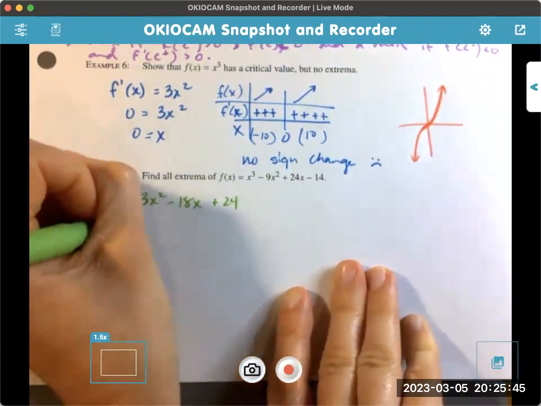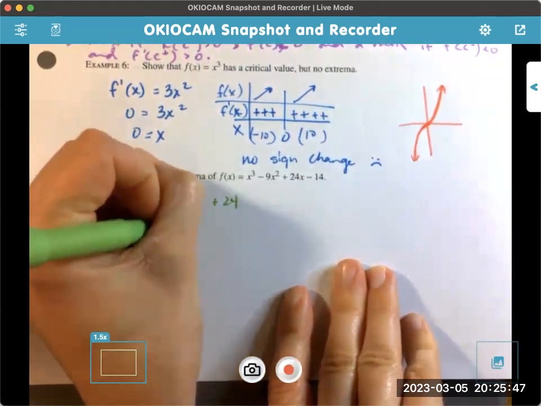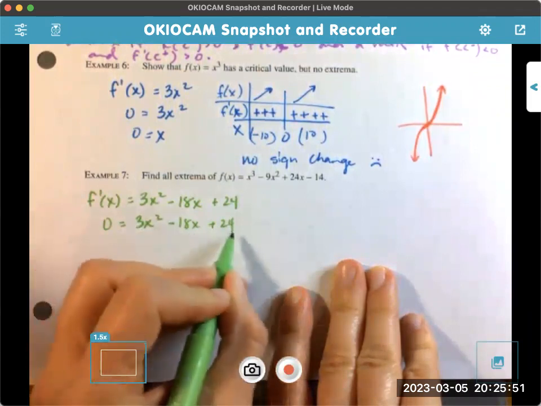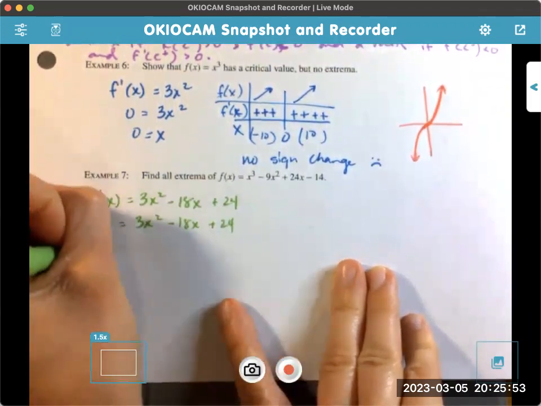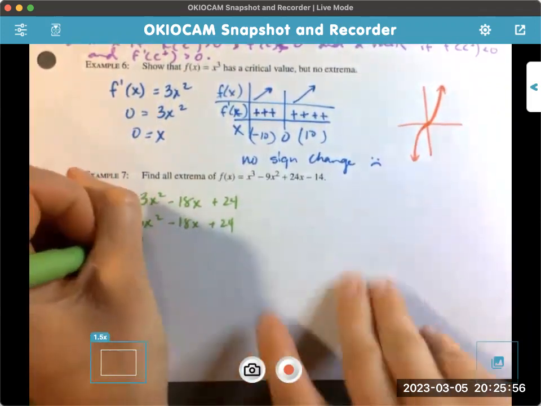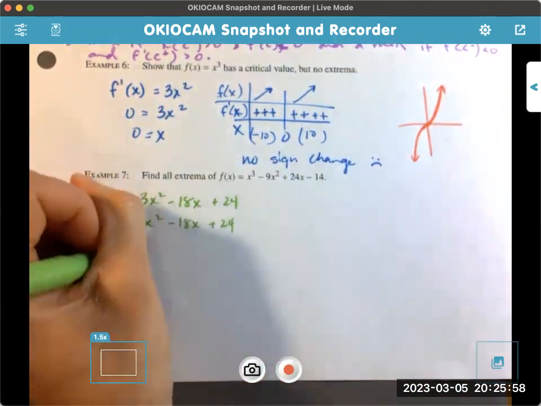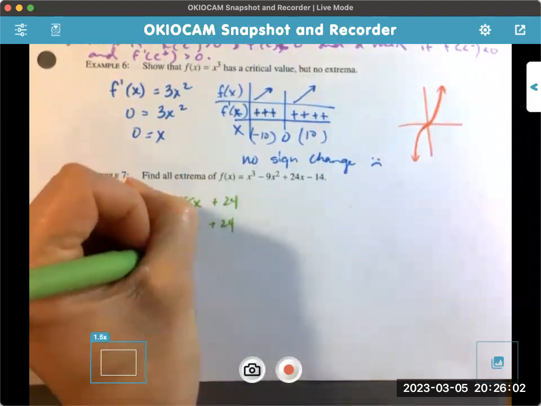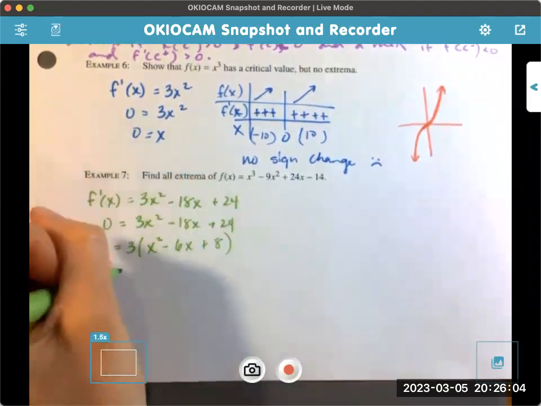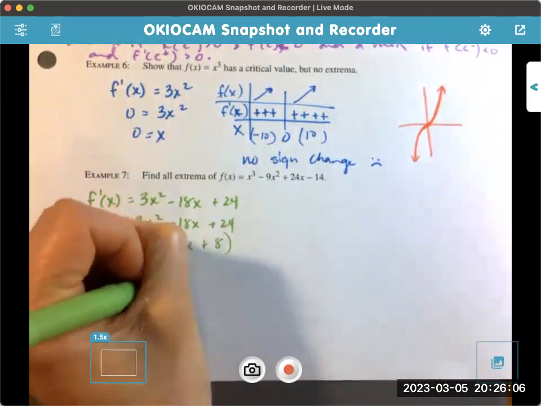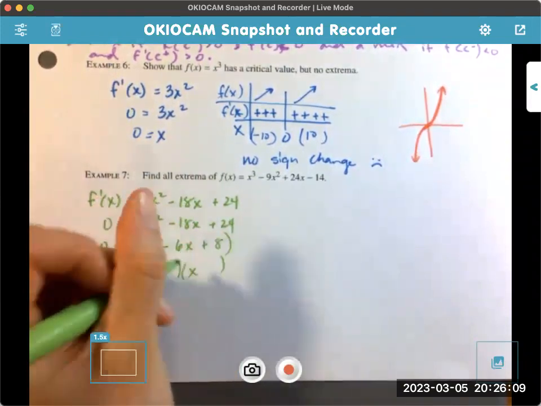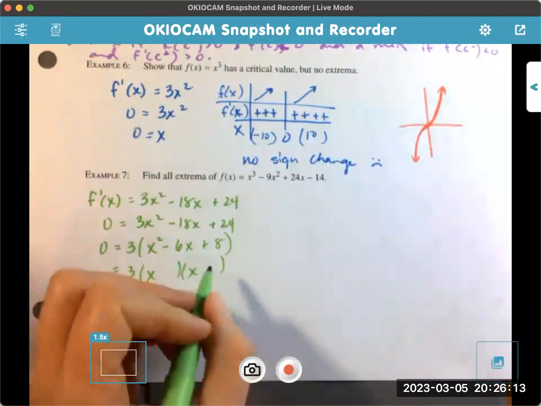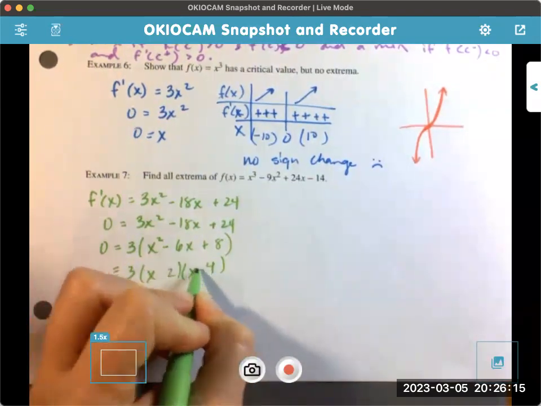We're going to set it equal to 0: 3x squared minus 18x plus 24. 3, negative 18, 24 are all multiples of 3, so to make our lives easier, we're going to factor out a 3. So it's x squared minus 6x plus 8. Now in factoring, we've got x and x. Two numbers that multiply to 8 yet add to 6 are 4 and 2, negative and negative.